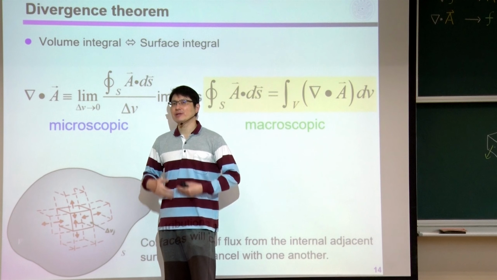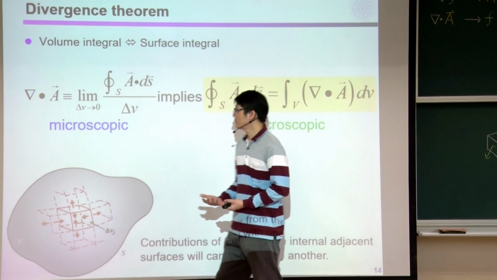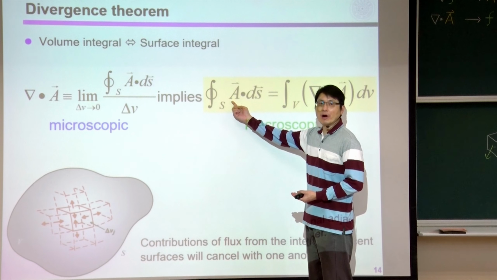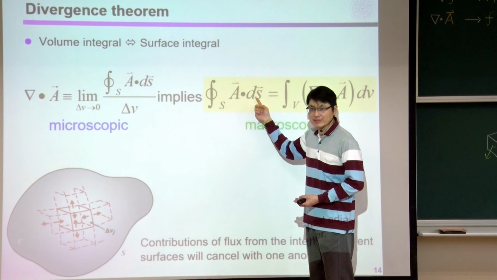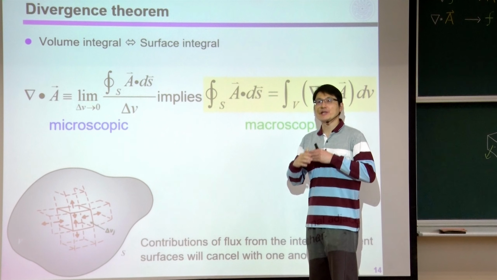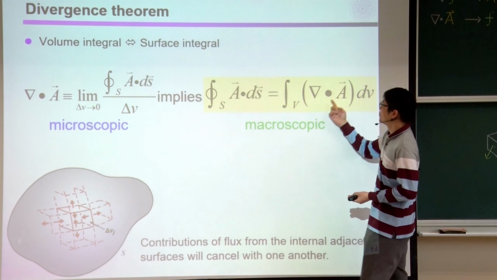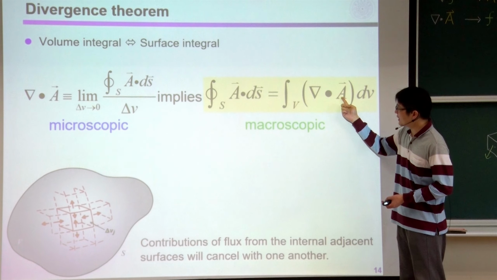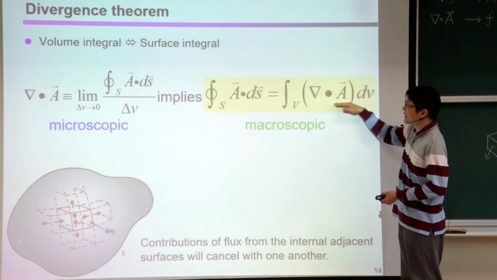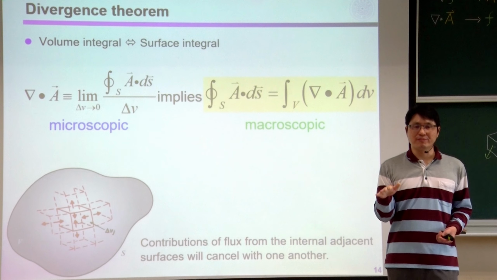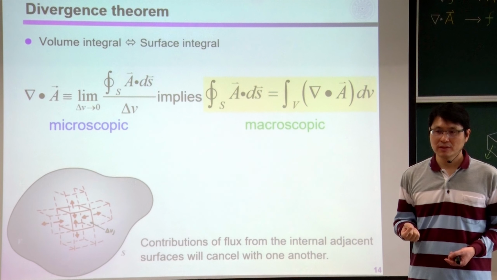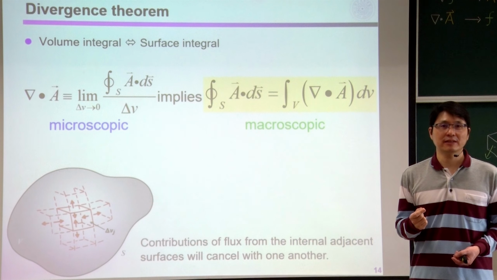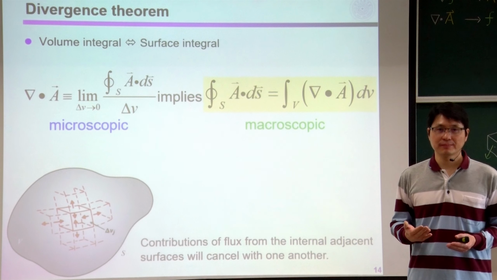So you only have to evaluate how much of your vector field is flowing out at the outer surface. The result will be the same as you calculate the divergence of A and make the volume integration. This theorem will be most helpful for us to learn about electric field. So you must understand it and appreciate it.